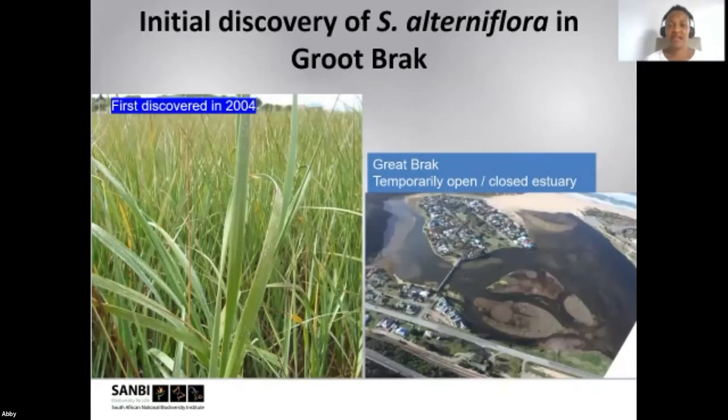In South Africa, Spartina alterniflora was discovered in 2004 in one locality, that is the Groot Brak estuary near George. The arrival mechanism of this species to this site is unknown.